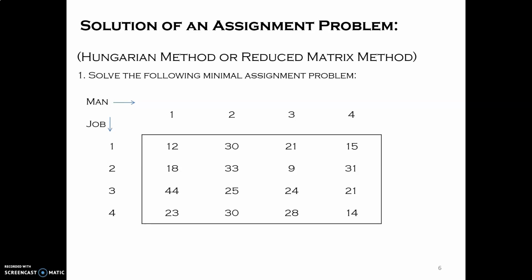So you will be thinking, why don't we assign the first person the first job, because it's taking a lesser amount than the other three. But we are not looking here for one job only, we are looking for an overall reduction in the cost. That's why we'll be allocating the jobs using this Hungarian method or reduced matrix method. So how do we do that?